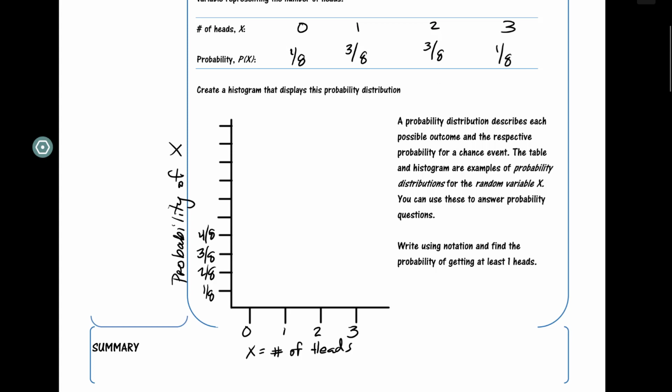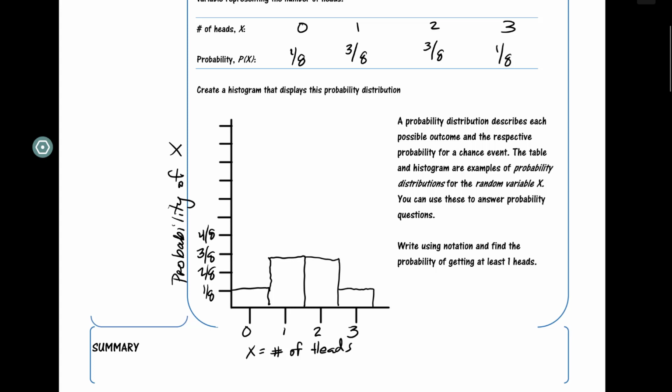So for 0 heads, I'm going to have my bar sandwiching around the 0, and that was 1 out of 8 times, right? 1 heads occurred 3 out of 8 times, 2 heads also occurred 3 out of 8 times, and 3 heads occurred 1 out of 8 times. So this is a probability distribution. You can display it as either that table or this histogram. Either one shows each possible outcome and their respective probabilities.